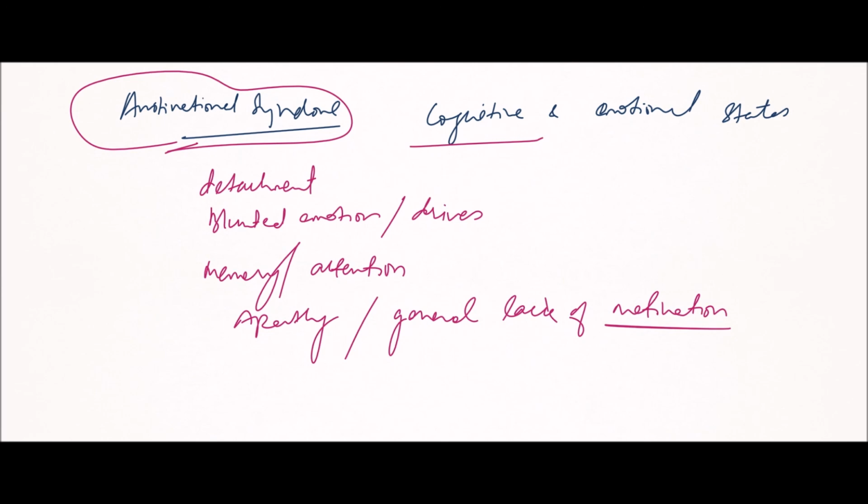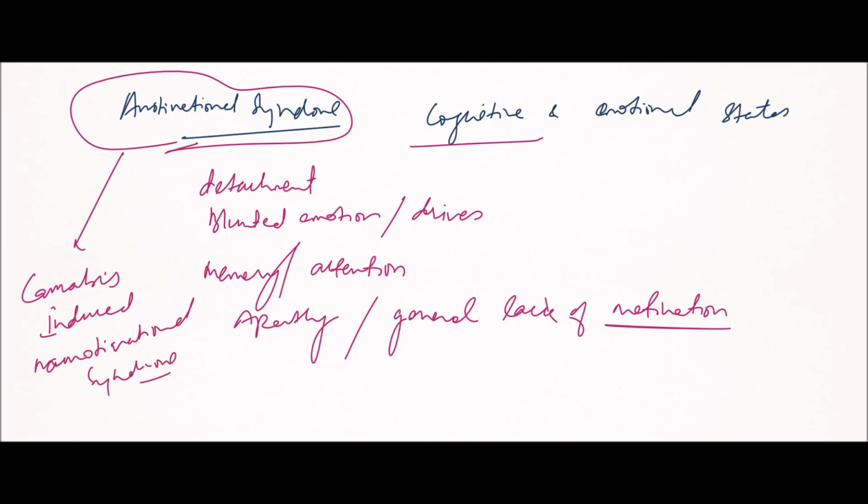Now this is interchangeably known as cannabis induced amotivational syndrome or marijuana amotivational syndrome.